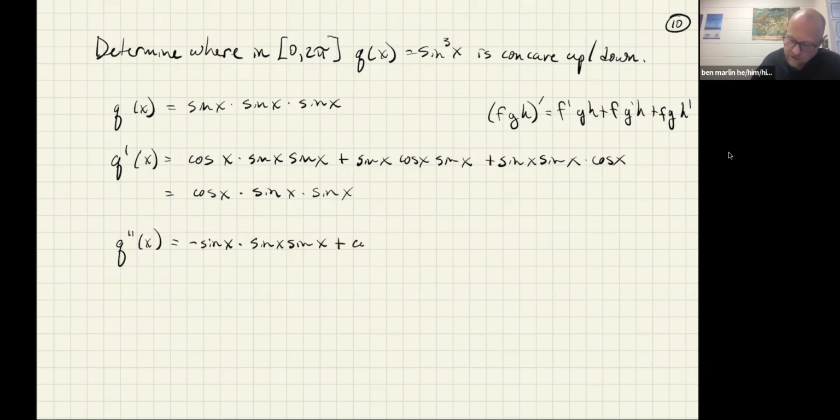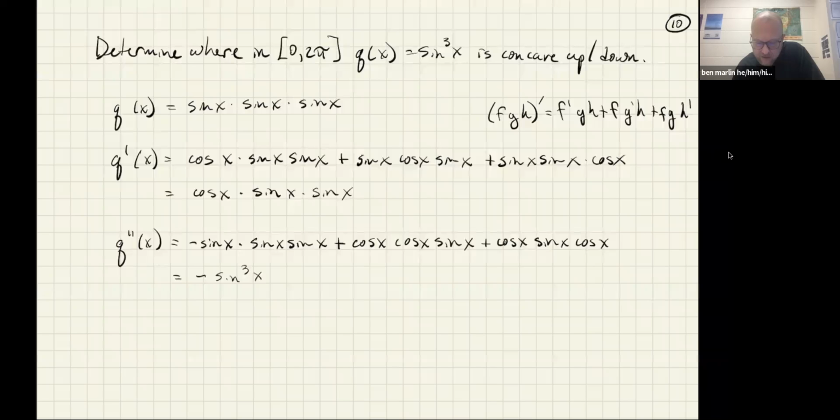plus, now we leave the cosine alone, and the derivative of the first sine is a cosine x, leave the second one alone, plus, leave the cosine alone and the first sine alone, the derivative of the last sine is a cosine. And now we want to simplify as best we can. We'll see minus sine cubed x and then plus 2 cosine squared x sine x. Okay.